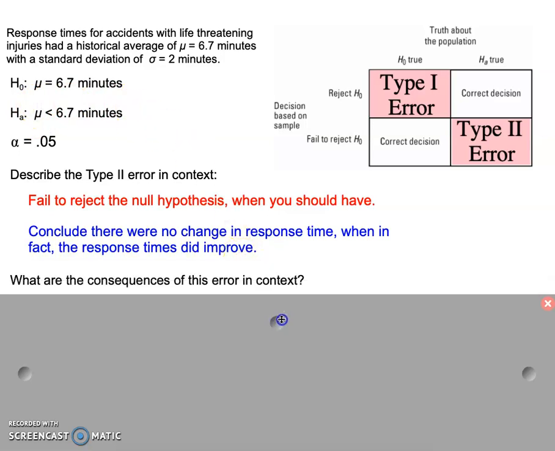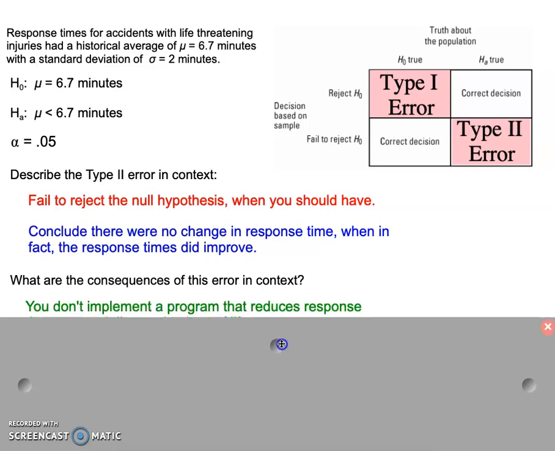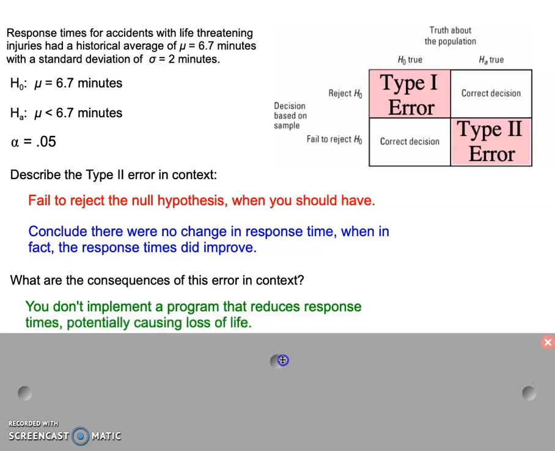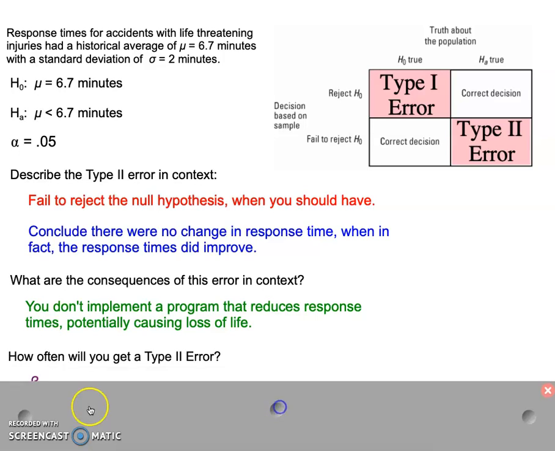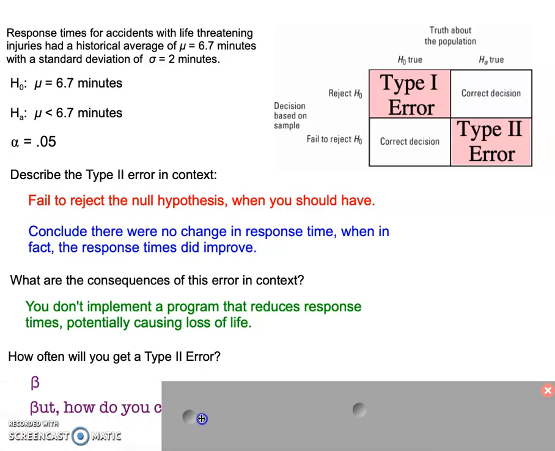All right. Consequences of making this error. You don't implement a program that was actually helping reduce the times. And in effect, this one could actually cost people lives because you're not implementing the plan that may have worked. Okay, how often does this happen? This happens beta. So we had alpha for the type 1, type 2 is beta, but now how do you calculate beta? How often does a type 2 error occur?